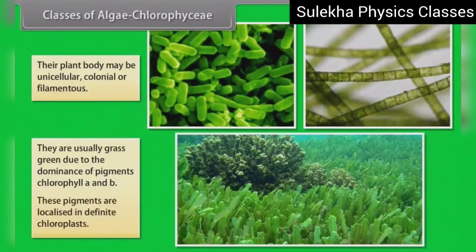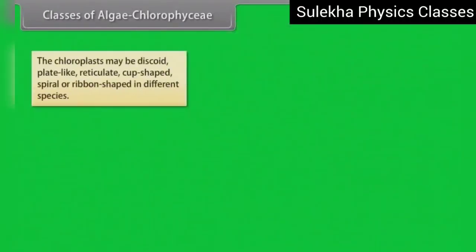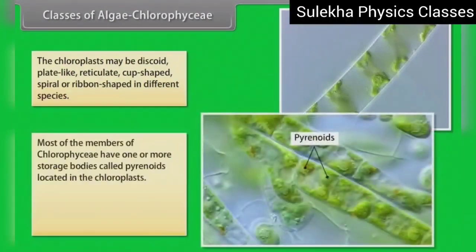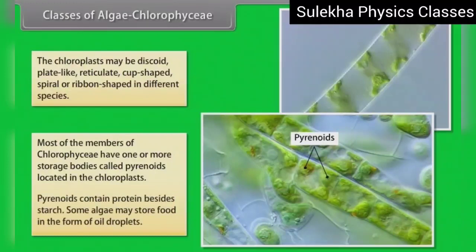These pigments are localized in definite chloroplasts. The chloroplasts may be discoid, plate-like, reticulate, cup-shaped, spiral, or ribbon-shaped in different species. Most of the members of Chlorophyceae have one or more storage bodies called pyrenoids located in the chloroplasts. Pyrenoids contain protein besides starch. Some algae may store food in the form of oil droplets.